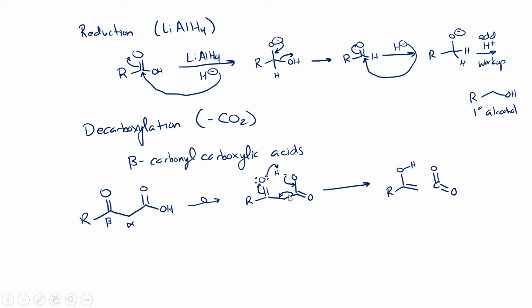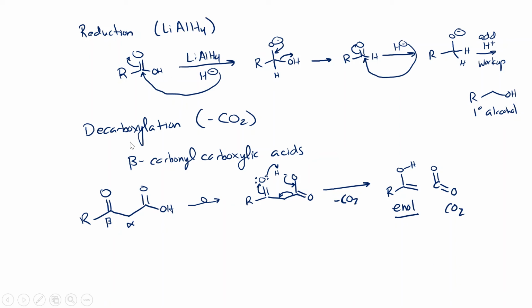Because we broke this sigma bond right here, we end up losing CO2, minus CO2. So what we end up with is an enol right here, and we end up with CO2.